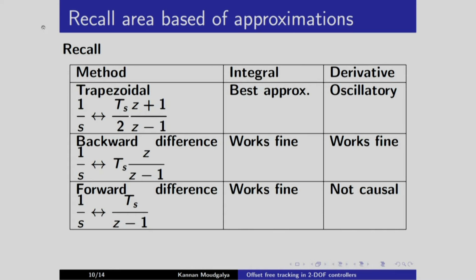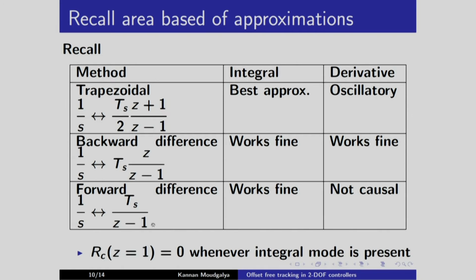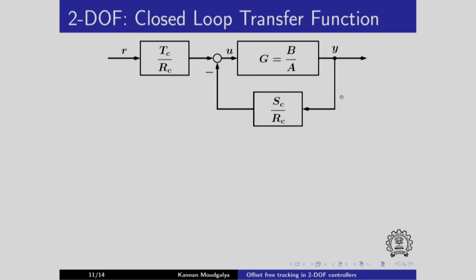Recall also the area based approximation that we derived in the previous lecture. I want you to concentrate on this approximation, the terms that come in the first column. Note that all of them have Z minus 1 in the denominator. As a result, whenever I substitute Z equals 1, the denominator will become 0. Z equals 1 means this is 0, Z equals 1 means this is 0, and so on. So that is why we made that statement, Rc of Z equals 1 is 0 whenever the integral mode is present. So let us derive the closed loop transfer function first.